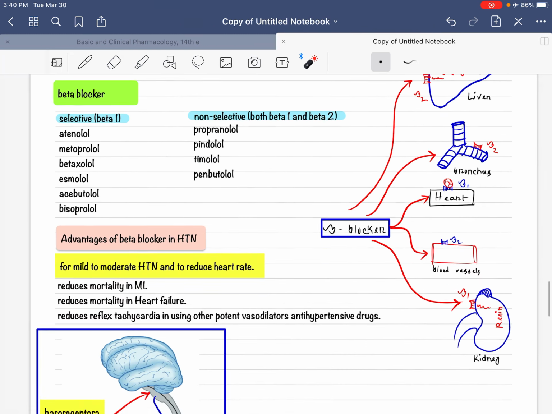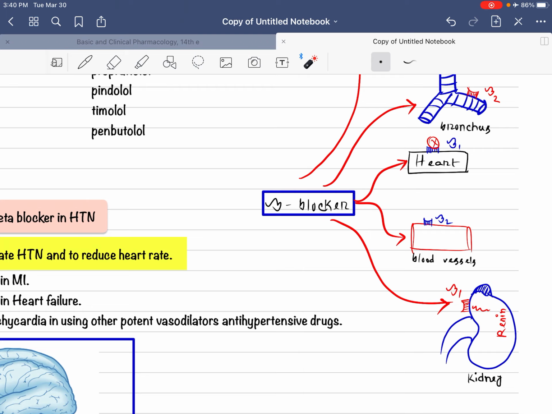Okay, you also know that in the kidney there is the juxtaglomerular complex, and from the juxtaglomerular complex renin is released by norepinephrine and epinephrine action. This norepinephrine and epinephrine act on beta 1 receptors of the JG complex. So if we give a beta blocker, this beta blocker drug blocks this beta 1 receptor. That's why the kidney cannot release renin, because the receptors are blocked by beta blocker drugs.